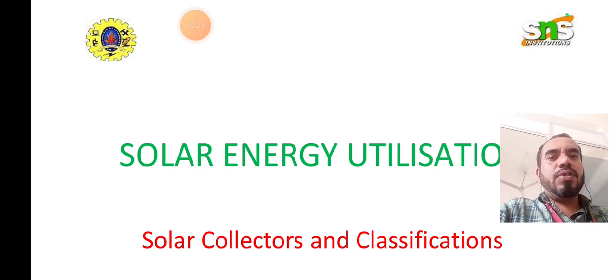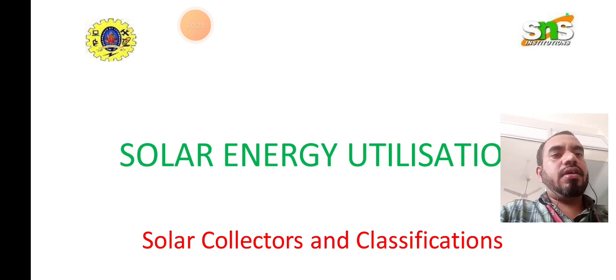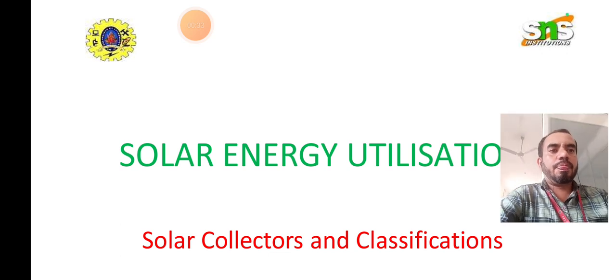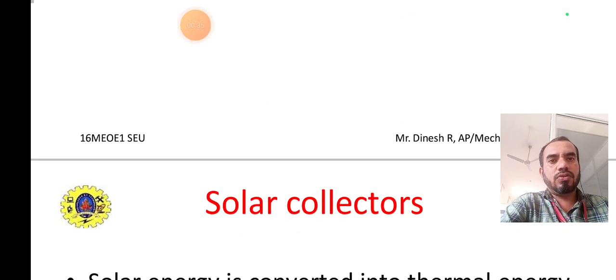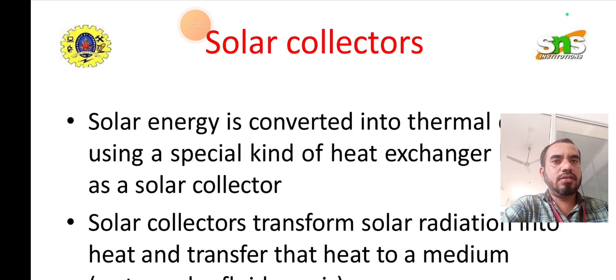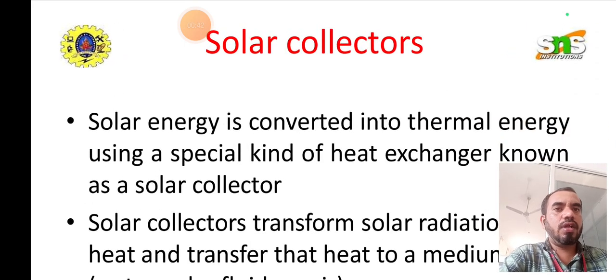First, we will see what solar collectors are and their classification, which we have already seen in our previous videos. In solar collectors, the solar energy is converted into thermal energy using a special kind of heat exchanger known as a solar collector. So the main purpose of a solar collector is to convert solar energy into heat energy.